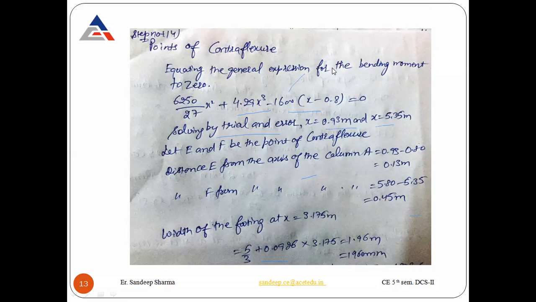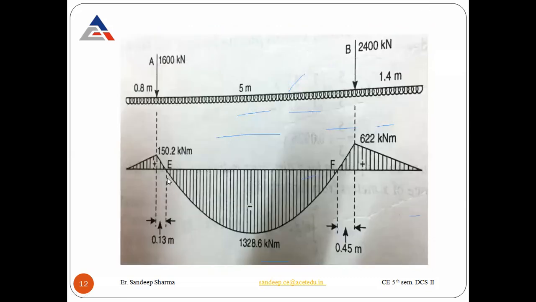So these two points you can mark here. These are the two points of contraflexure, with the distance from the axis of column A being 0.13 meter and 0.45 meter. These two points you will get.